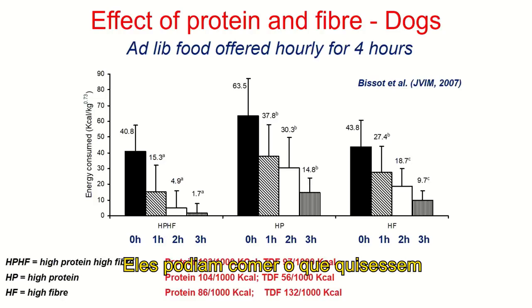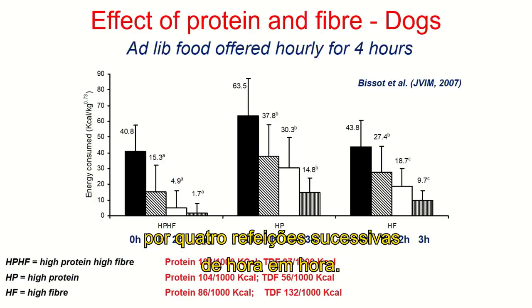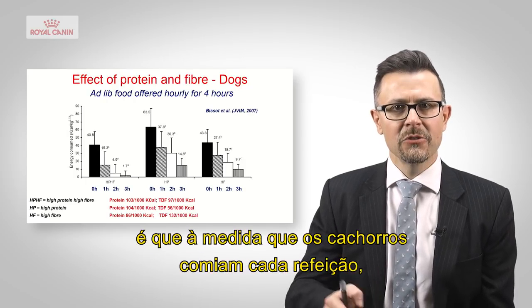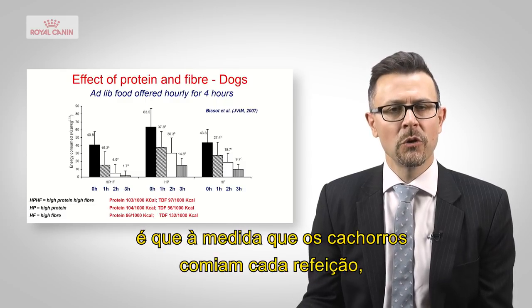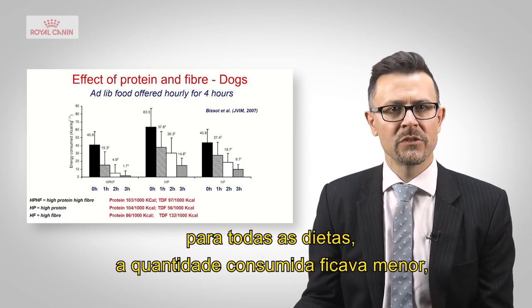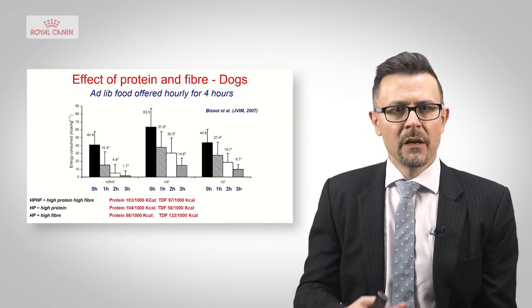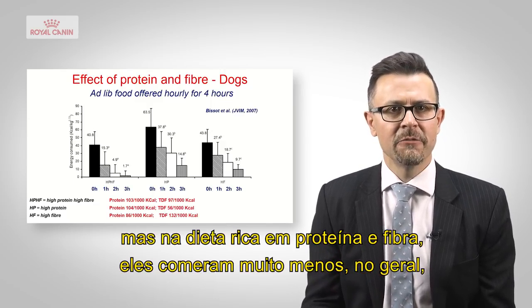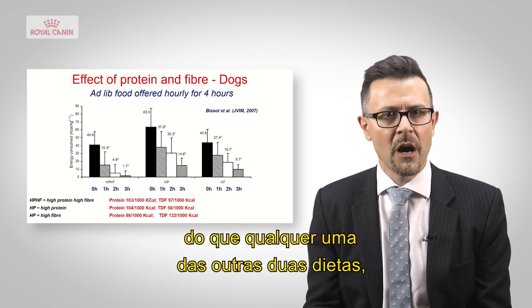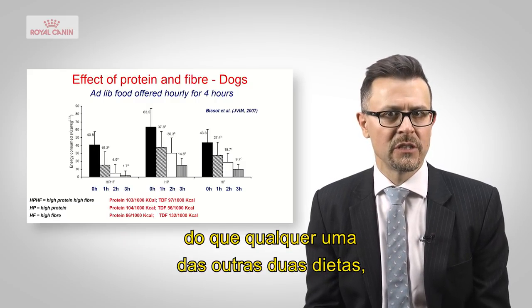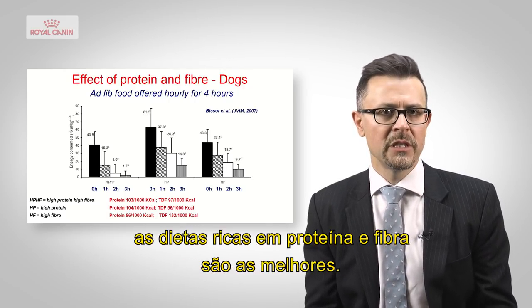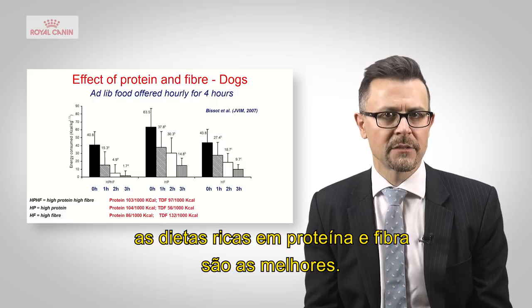And they're allowed to eat what they want over 4 successive meals at hourly intervals. What you can see is, as dogs consume more across those meals for all diets, the amount they consume is least. But on the high protein, high fiber diet, they eat far less overall than either of the other 2 diet strategies. So that firmly tells us for dogs, high protein, high fiber diets are best.